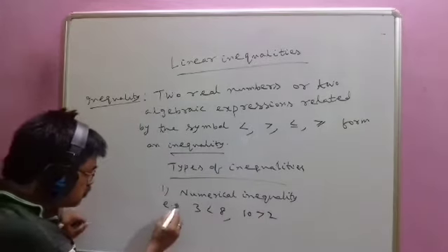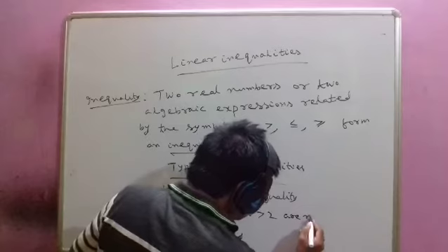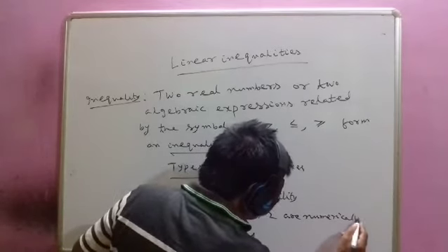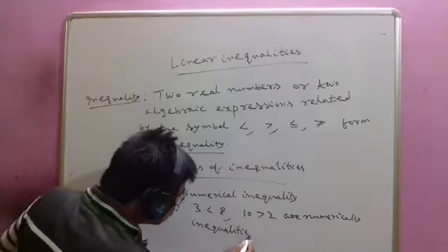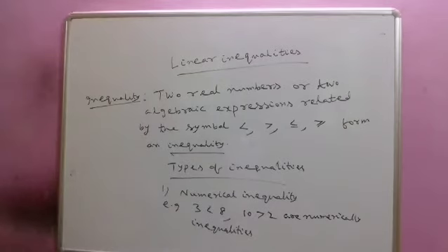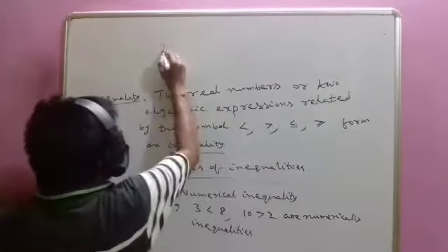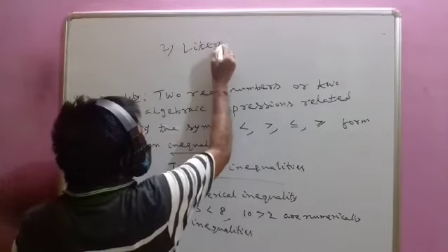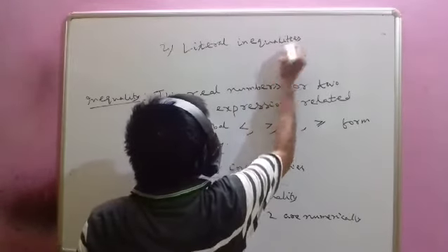These are numerical inequalities because these are numbers. After that, write number 2, literal inequality. So what is literal inequality? A variable is there.